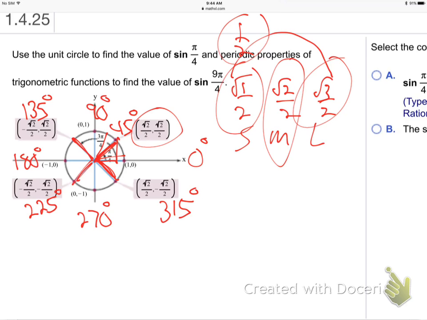So let's find the sine of 9 pi over 4. So stick in the 180. Give that a try. You're going to need to convert. It's going to be more than 360, so you'll need to take out a 360. See if you can get that. I'm sure you can.